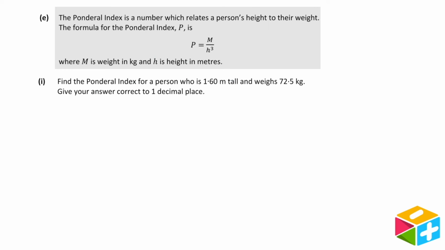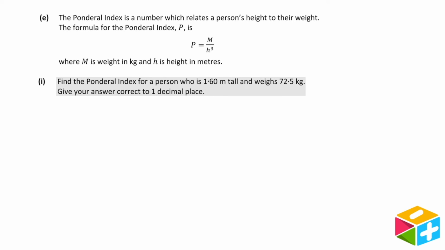The ponderal index is a number which relates a person's height to their weight. The formula for the ponderal index p is p is equal to m divided by h to the power of 3, where m is weight in kilograms and h is height in meters.